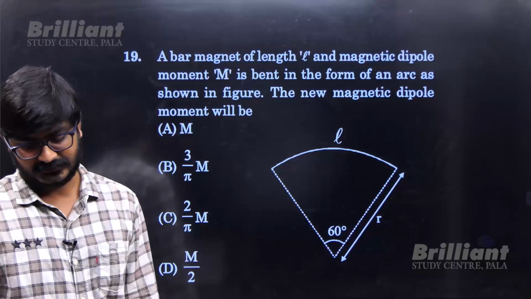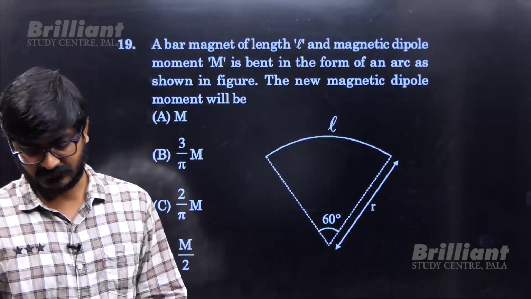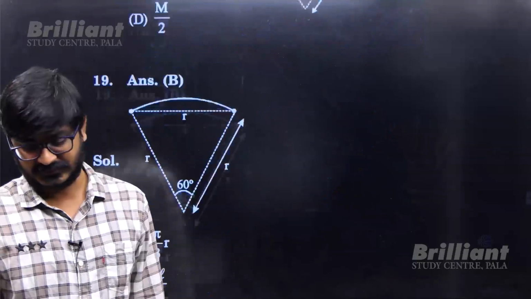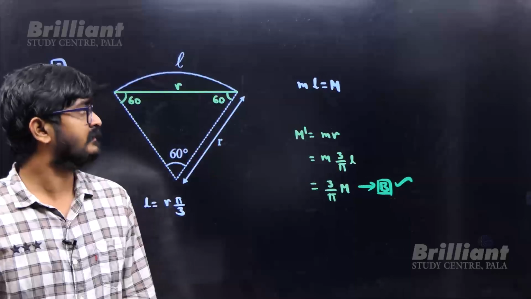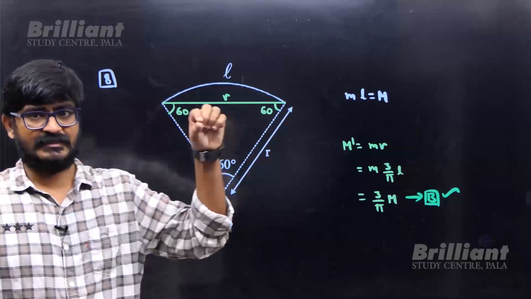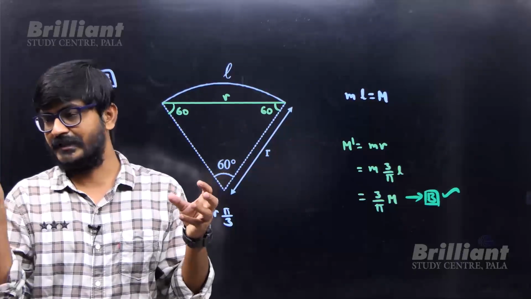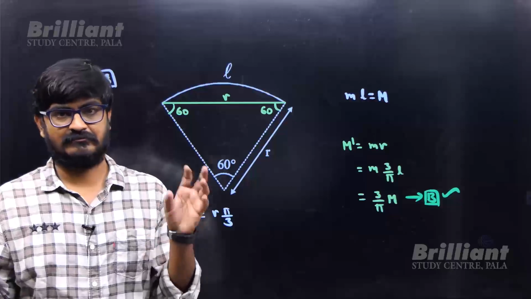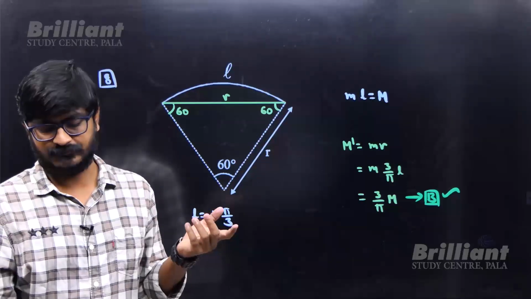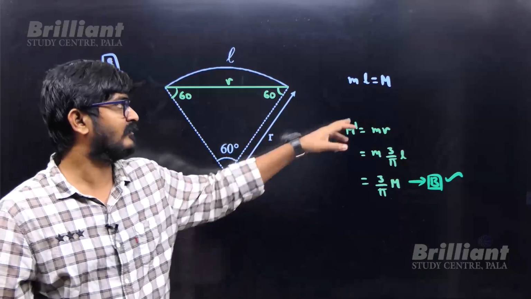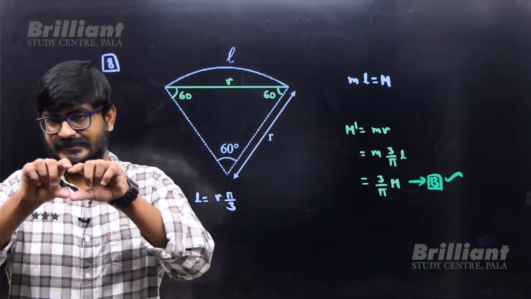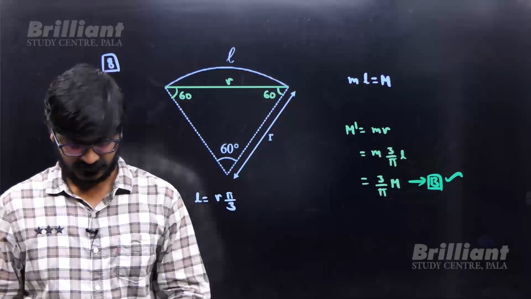A bar magnet of length L and dipole moment M is bent in the form of an arc as shown in the figure. So the new magnetic dipole moment, and that's a direct question, right? So you'll be visualizing it like this: initially its length is L and it is straight, so you can visualize many small bar magnets. Then the effective dipole moment will turn out to be m times L, where m is equivalent to charge, right? M times L when it is straight.